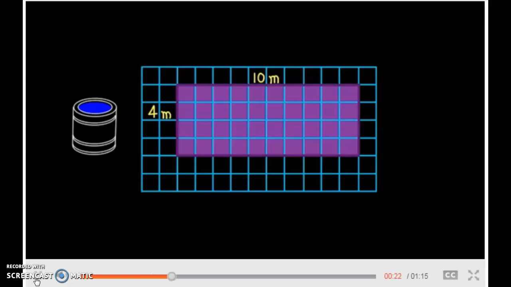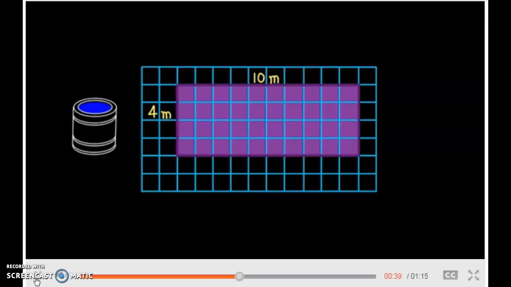Let's find out what the area is. Let's count the number of unit squares that make up the wall. That's a lot of squares, but I counted 40 of them. So the area of the wall is 40 square meters.